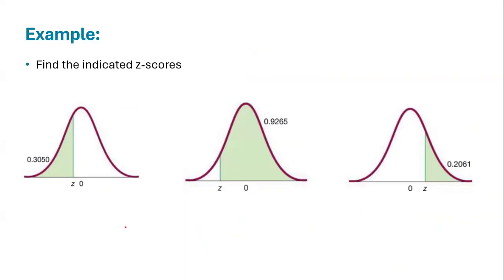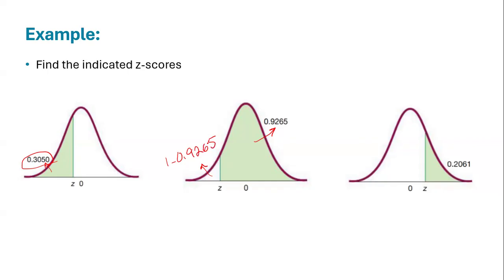Same here in this question, the area is given to you. That means you have the area and you want to find the z value. So just look at the body of the table and see what z value corresponds to this. If the area given to you is on the left, you just look for this exact number on the table. But if the area to the right is given to you, make sure to subtract that from 1 first.